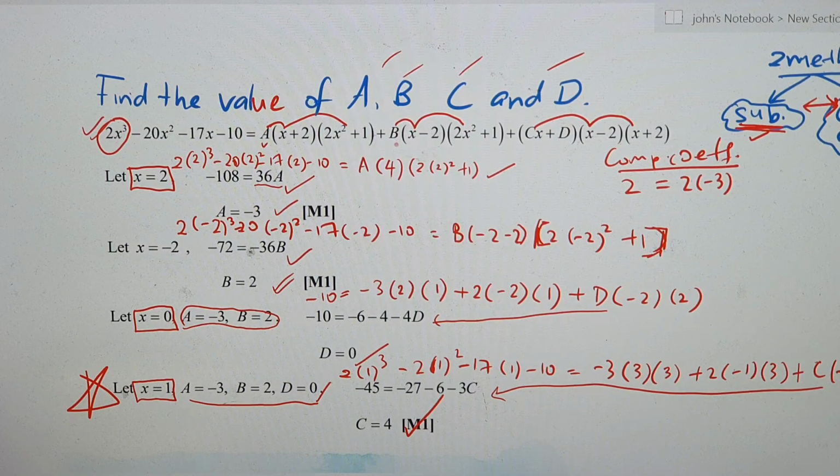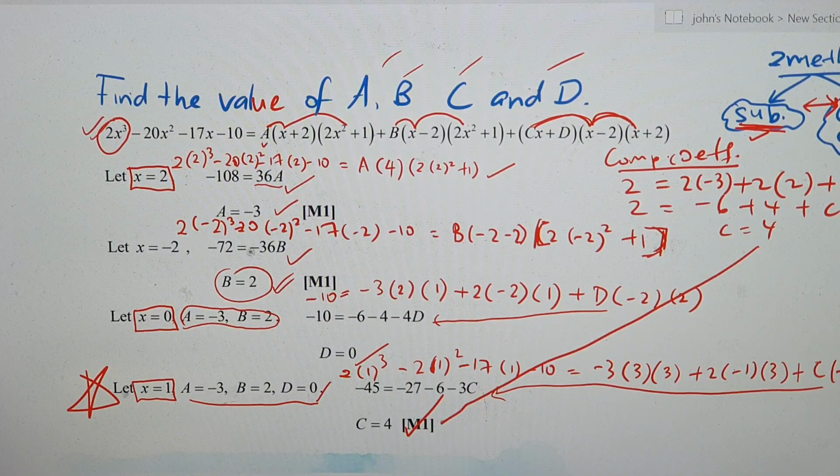Then can you see my b here? B times x times 2x squared will be 2bx cubed, right? So it's 2b. B is 2. And then for c, I can see that this times this is cx cubed, so this is plus c. Then when I work this out, I will get 2 minus 6 plus 4, then I'll get c equals to 4, which is the same as this.